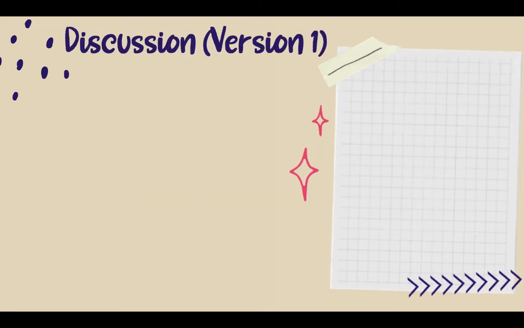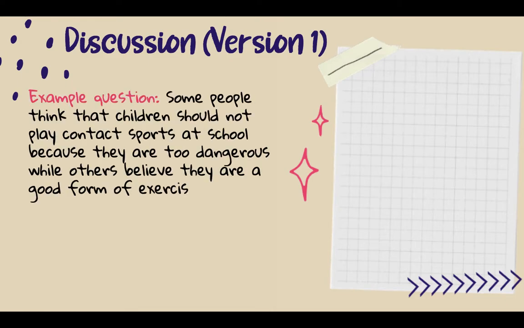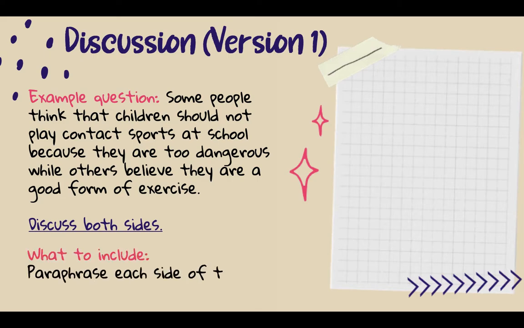Now, let's look at a discussion essay. Now, the discussion has two versions because there's two types of discussion questions. The first one could be like this. Some people think that children should not play contact sports at school because they are too dangerous, while others believe they are a good form of exercise. Discuss both sides. So, in my thesis statement, all I have to do is paraphrase each side of the argument that is in the question.